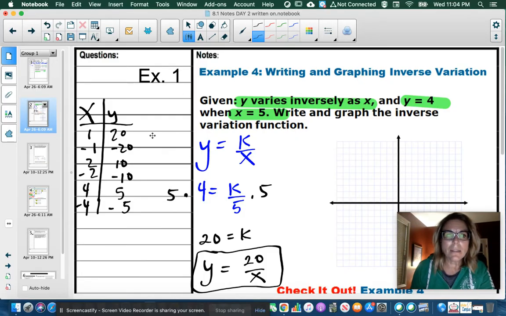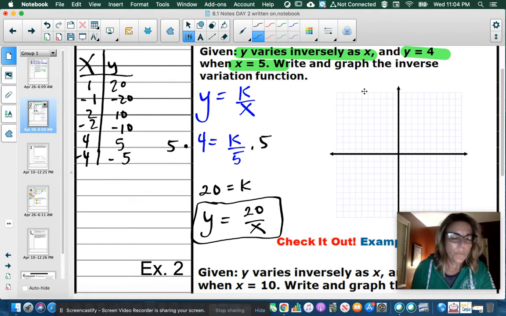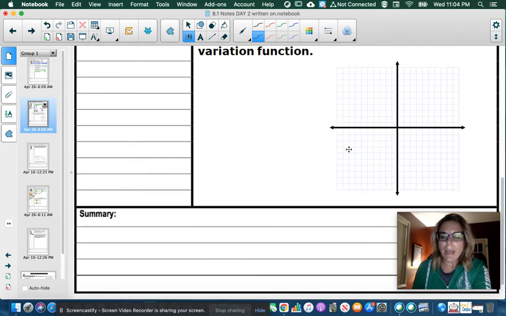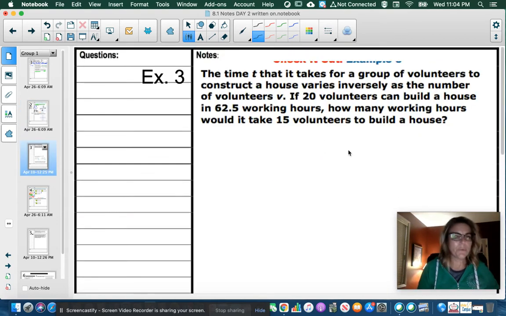And when we plot these different points, I'm just going to do a quick graph of this, we get something that looks like this, a hyperbola. There we go. Example 2 we're going to do in class, and we're going to go to example 3.